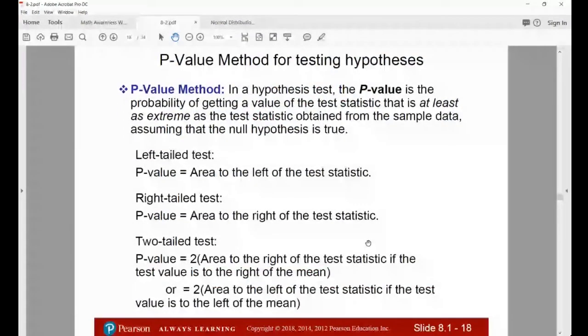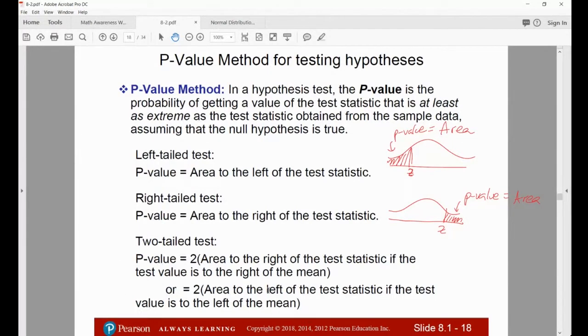So, how do we find the p-value? Well, it depends on the type of test. If it's a left tail test, the p-value is the area to the left of the test statistic. The test statistic is the value of z, the z value. This area to the left of z will be equal to the p-value in a left tail test. For a right tail test, the p-value will be the area to the right of the test statistic. So the p-value is equal to this area.